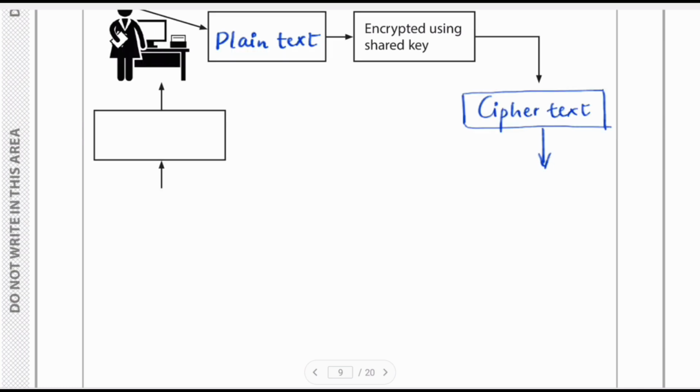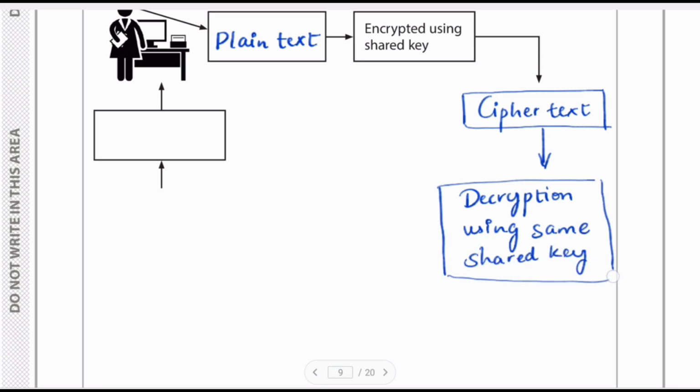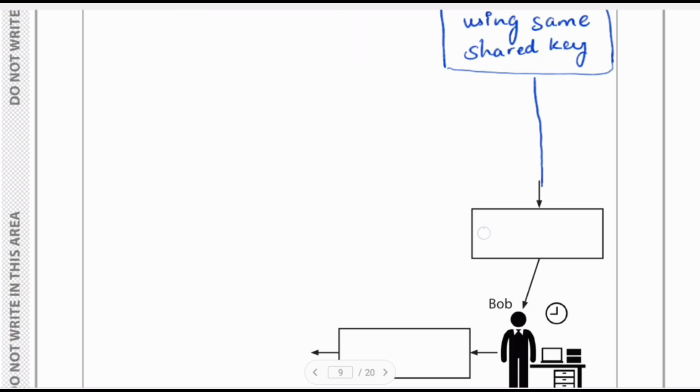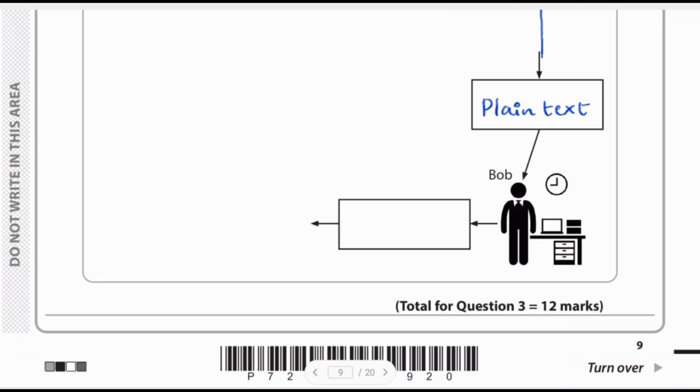So this is symmetric encryption, the decryption happens using the same shared key. Once the decryption happens, it is converted back to the plain text. Then Bob receives it. So now Bob has the plain text.